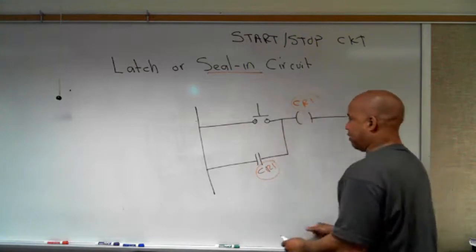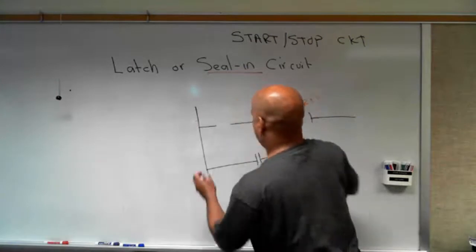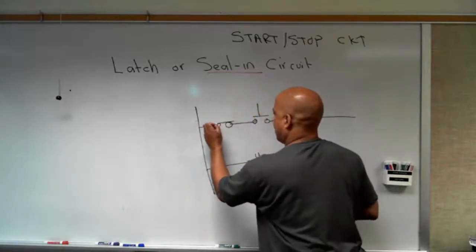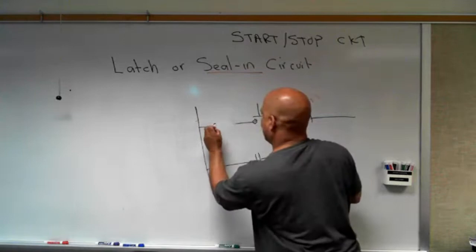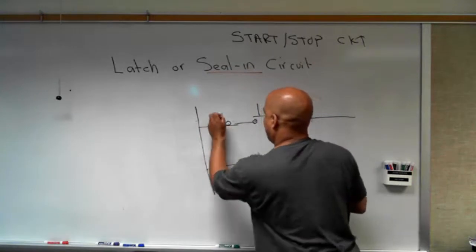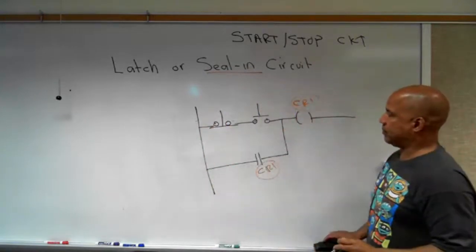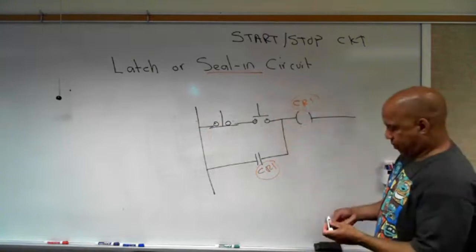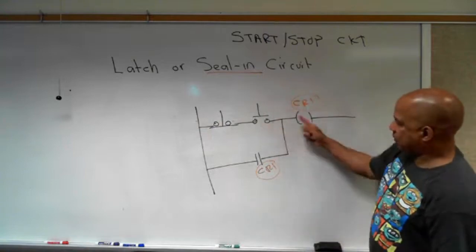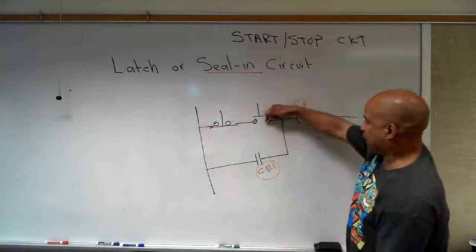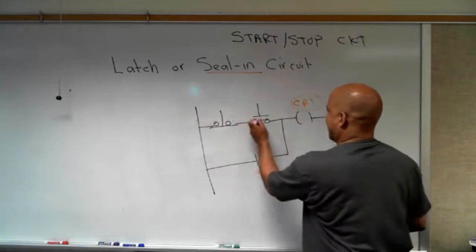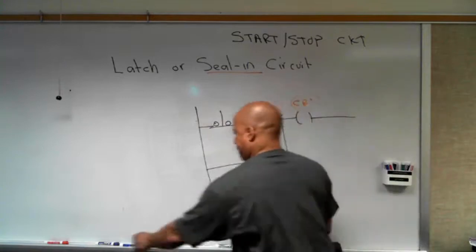So then what you'll have over here is a normally closed button that you can use to interrupt that. So when this is up, there's no way for this to turn on. So you push this down, you push that down, there's now a path.